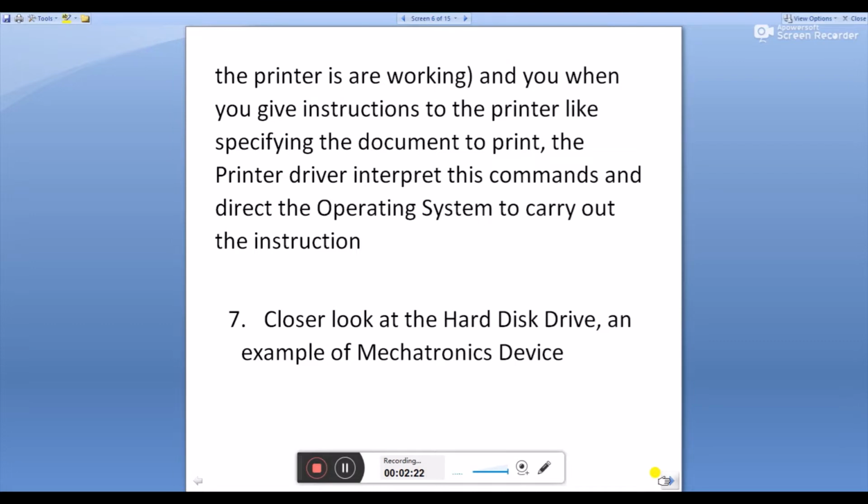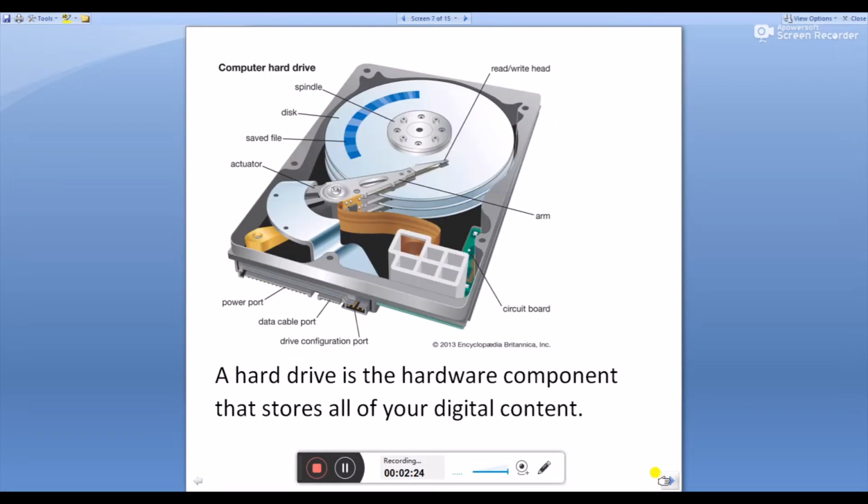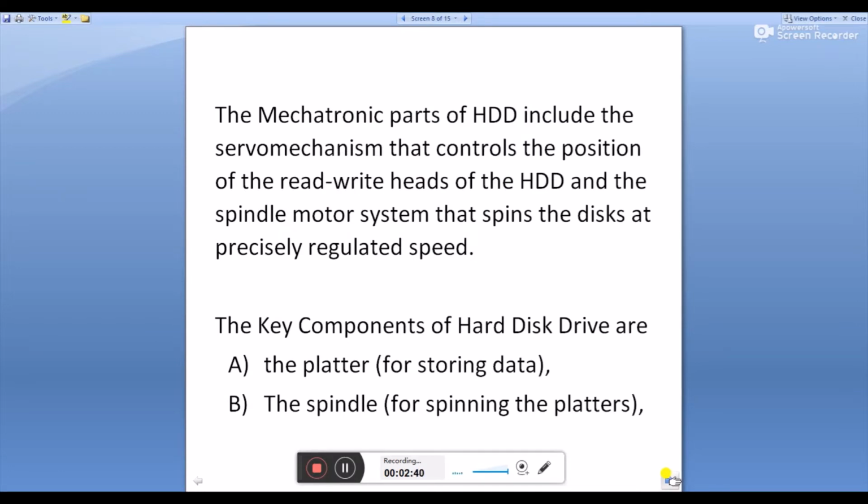The hard drive is an example of a mechatronics device. The hard drive is made up of the components as shown there, and all of these work together to store digital data. Notable among these are the actuator, the read-write head, and of course the spindle and the disk. So let's see how this works together to store our documents.